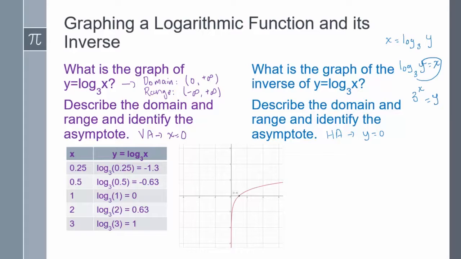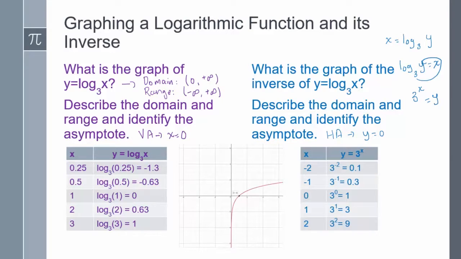To graph this function, I'm going to do an input-output table, and I got: at x equals negative 2, y equals 0.1, at x equals negative 1, y equals 0.3, at x equals 0, y equals 1, at x equals 1, y equals 3, and at x equals 2, y equals 9.